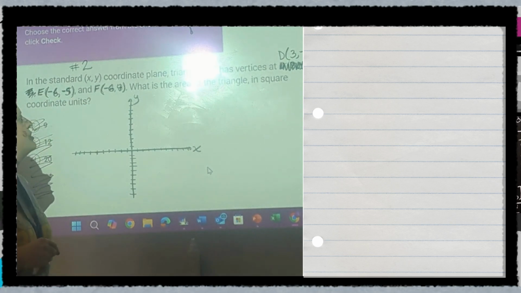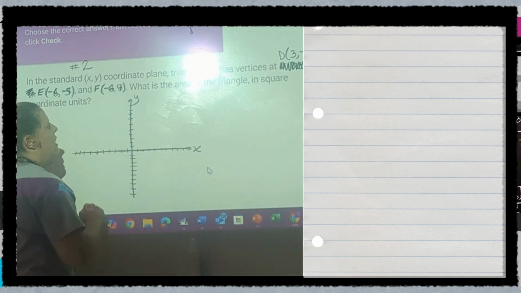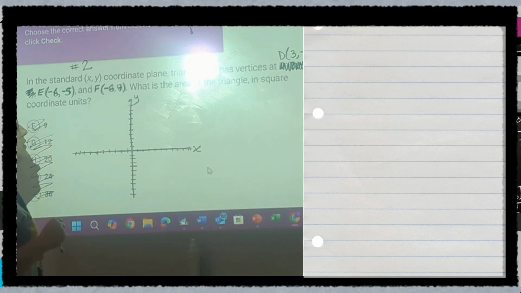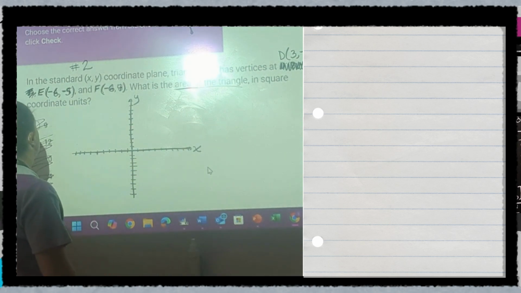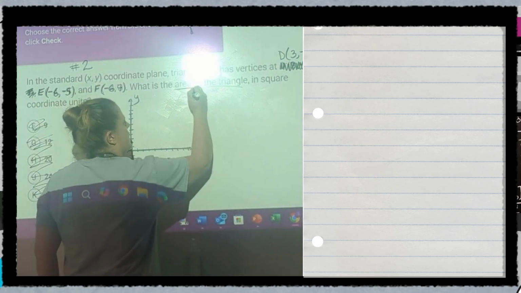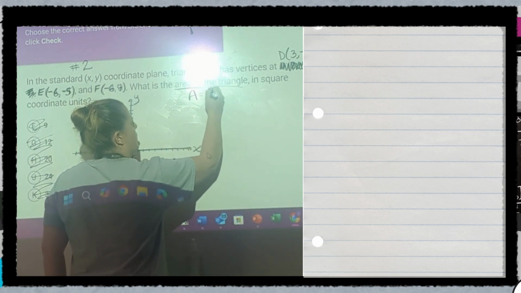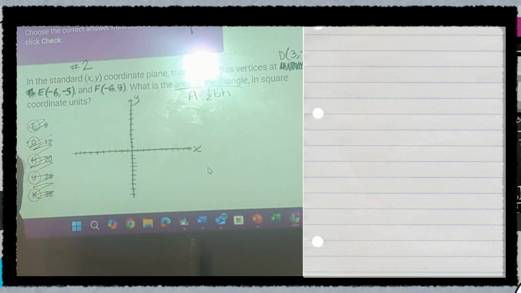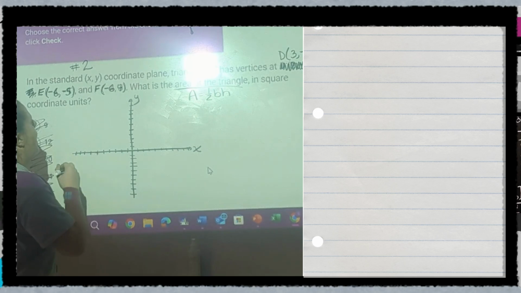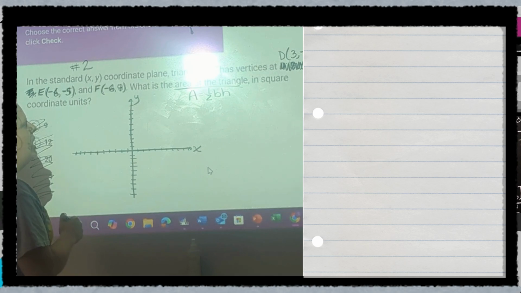I know there's a glare from the projector, but in the standard XY coordinate plane, which I have drawn, triangle DEF has vertices at D (3, -5), E (-6, -5), and F (-6, 4). What is the area of the triangle in square coordinate units? So immediately I know we're using 1/2 base times height before I know anything else because it's a triangle and we're finding area. Now I'm going to plot those points that we were given.